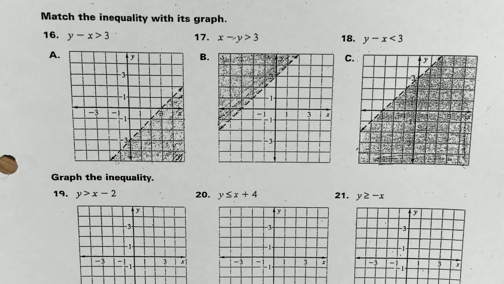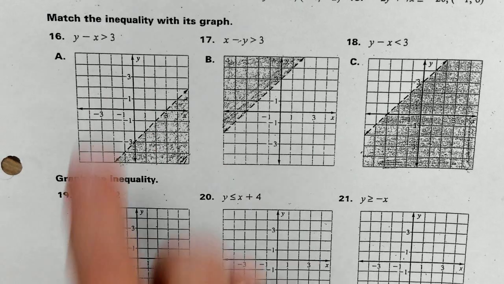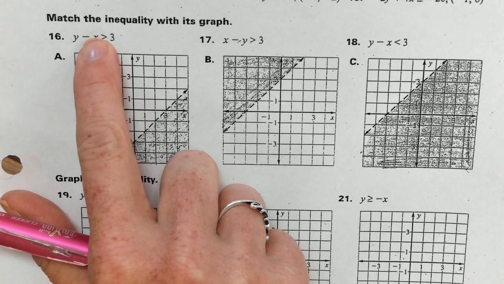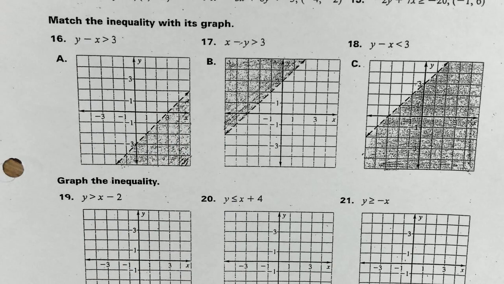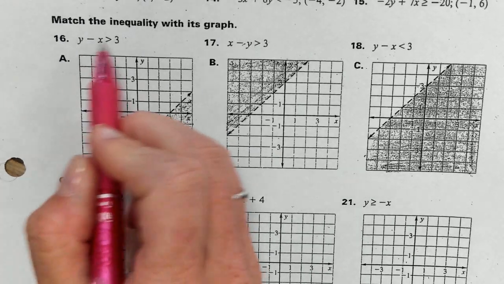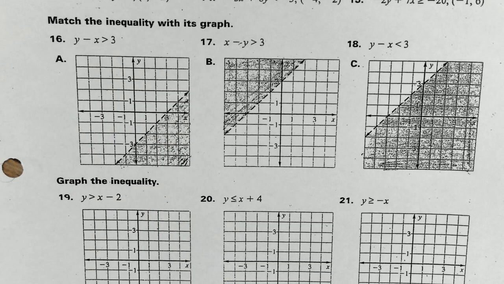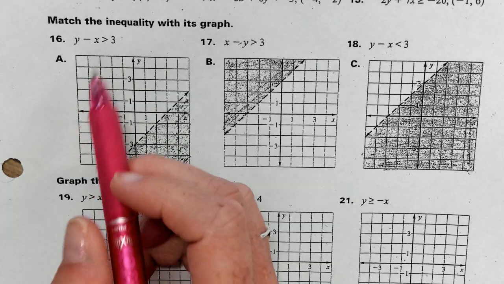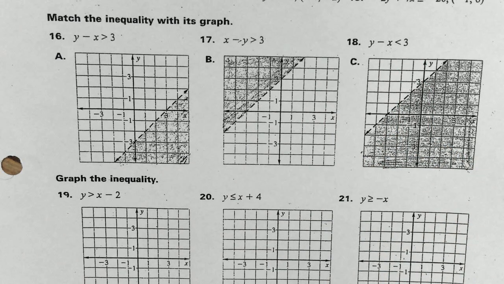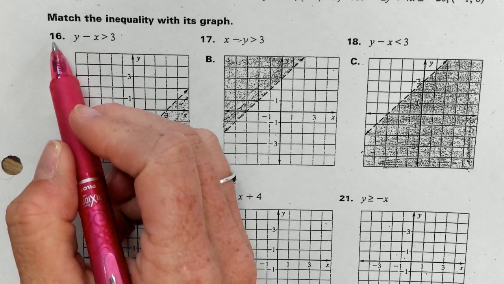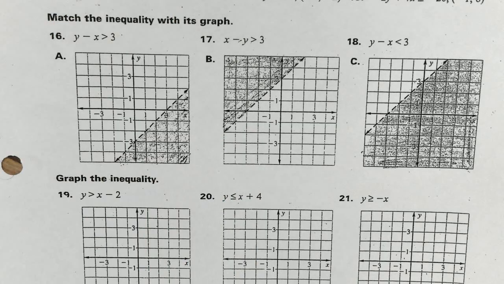16 through 18, you are going to match this inequality with one of the graphs. To do that, do you think you need to rearrange it to y equals mx plus b? And then just match it. First of all, they're all dashed lines. Then you're going to decide, is it shaded up or below? What's the slope? What's the y-intercept? If this one is A, then you would put A right there.